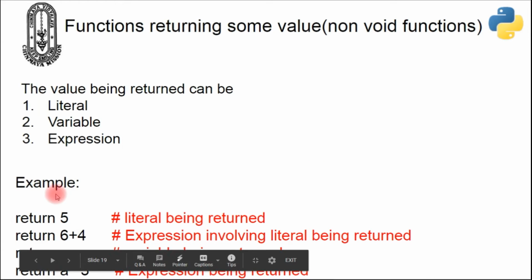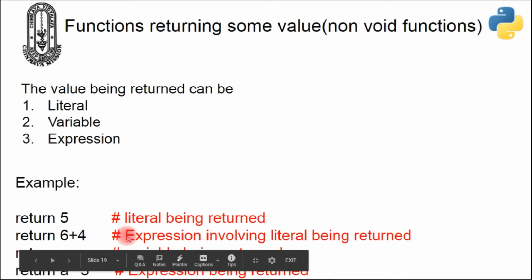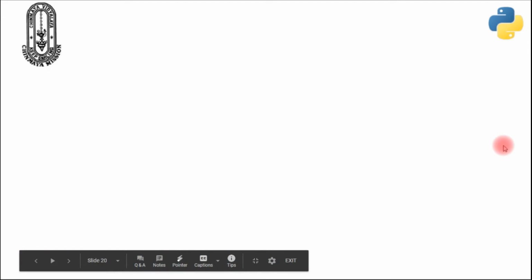Let us see, in the example, some legal return statements. The first return statement is using only a literal, the second return statement uses an expression involving literal values, the third return statement uses a variable, and the last expression is returned using the return keyword.